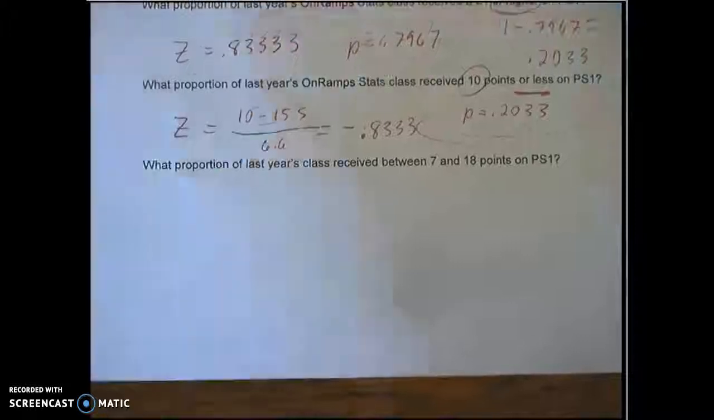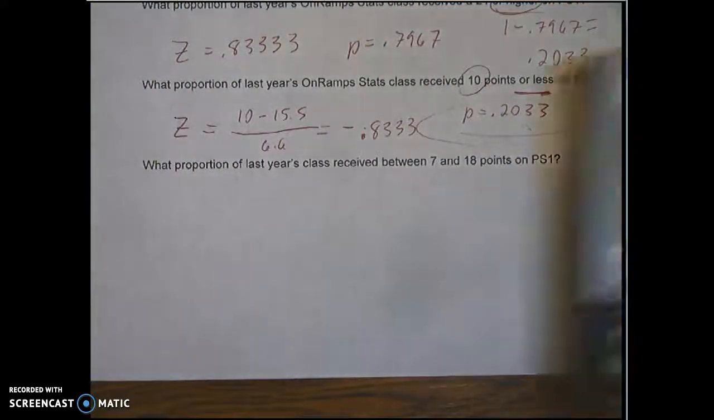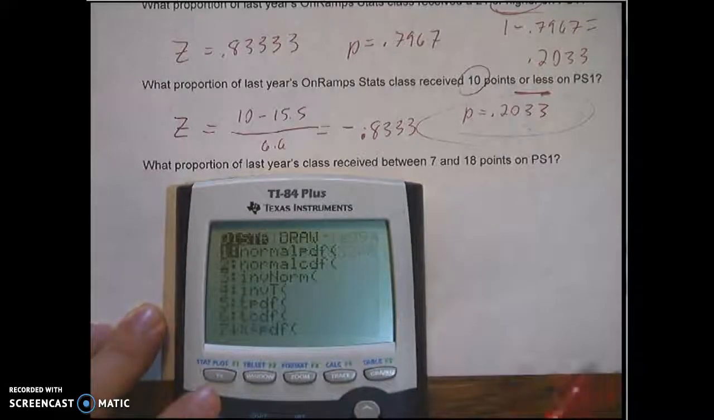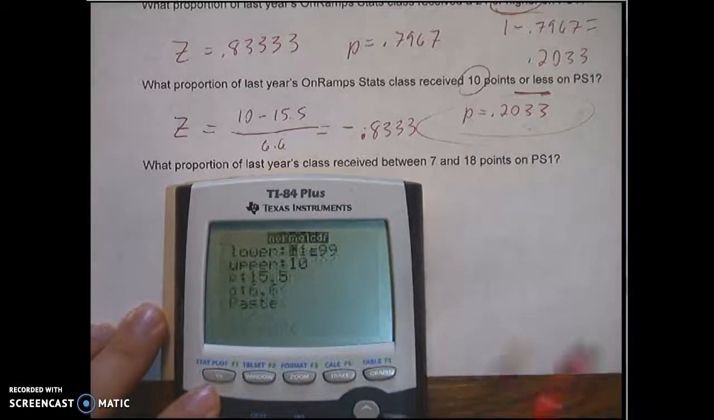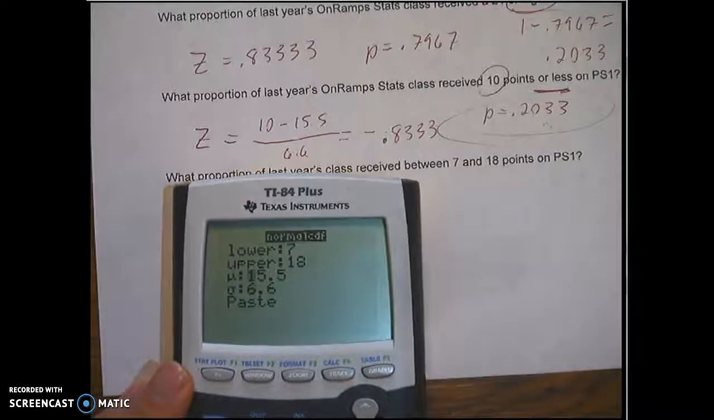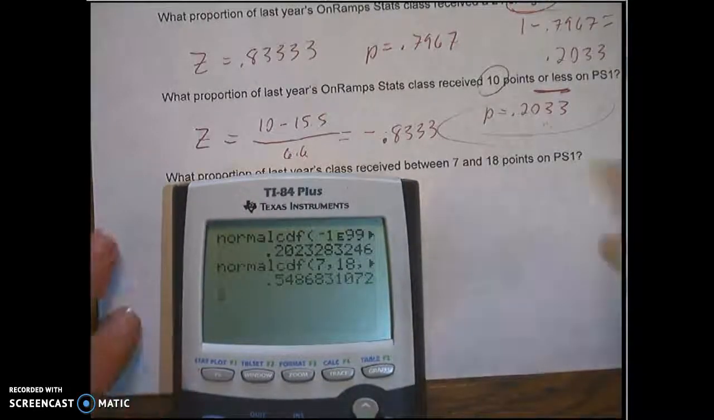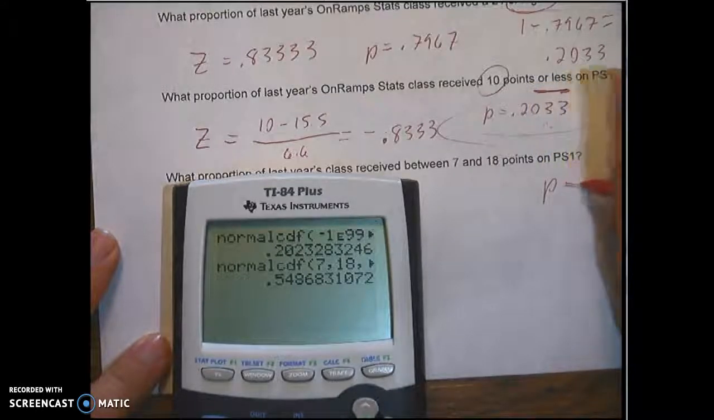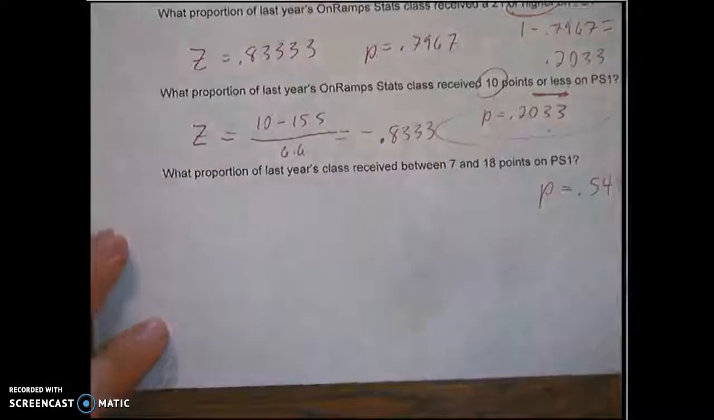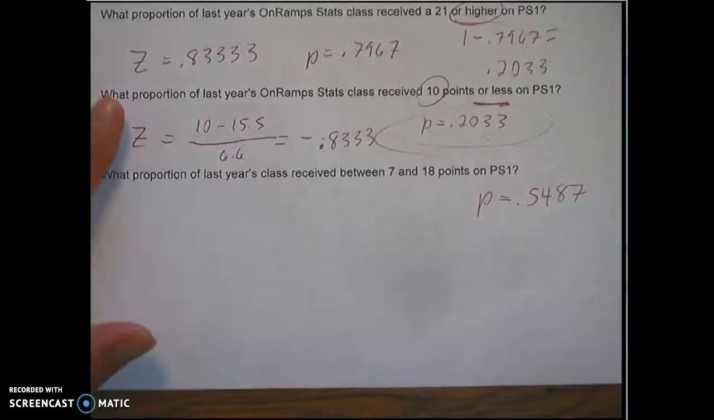What proportion of last year's class received between 7 and 18 points? The only thing you would do different here is that lower and upper bound, there's no infinity there. It's just 7 and 18. So this one is 0.5487. And let's see how far that would be off if I had done it by hand.